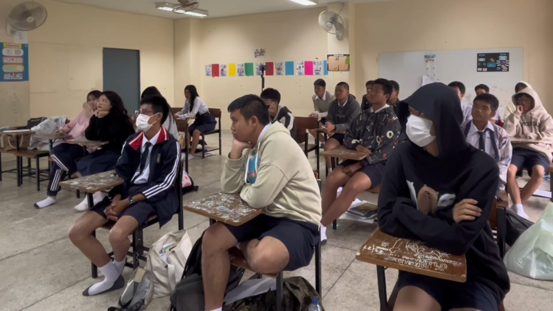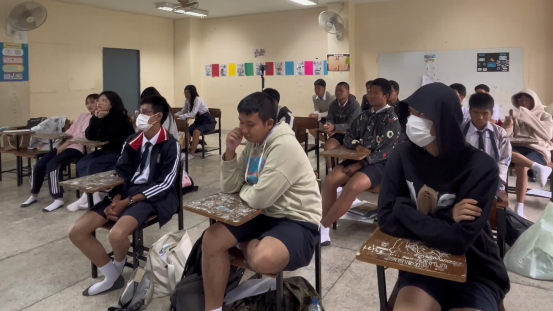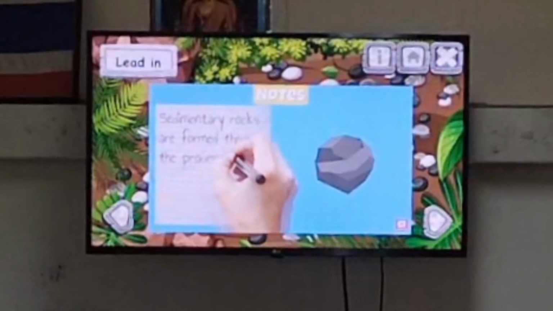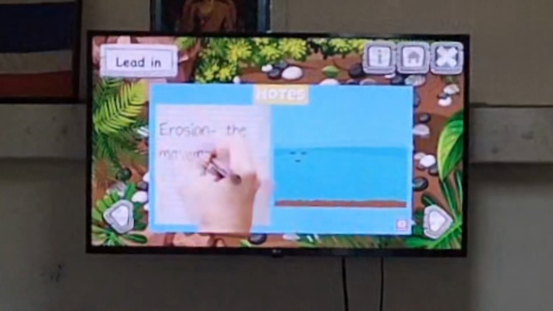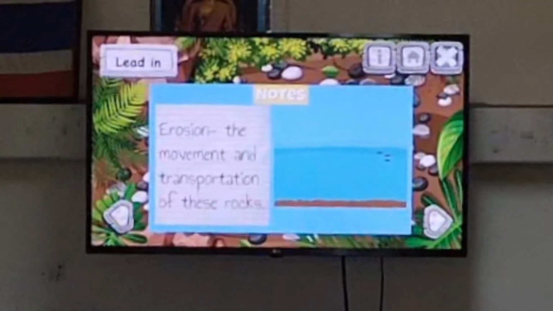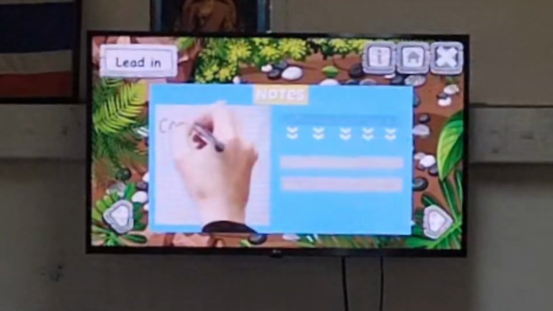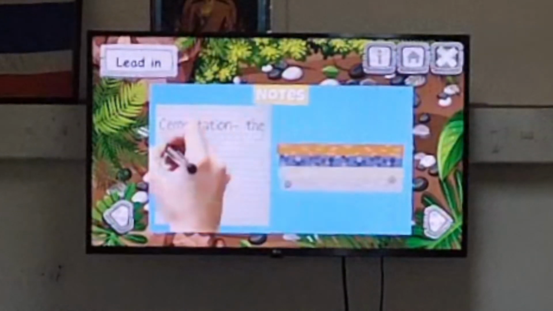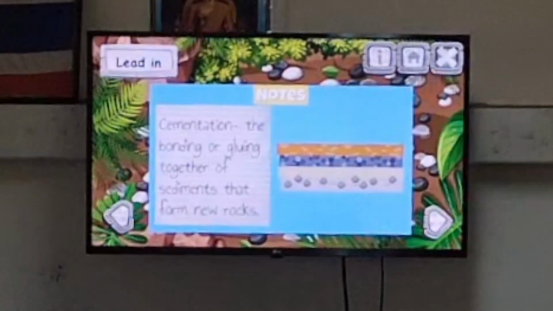When a body of water dries up, or if the Earth's plate shifts, it can expose the sedimentary rock below the surface. Earlier we learned, sedimentary rocks are formed through the process of weathering, rocks being broken down, erosion, the movement and transportation of these rocks, deposition, the dropping off of sediments, compaction, the squeezing and pressure added, cementation, the bonding or gluing together of sediments that form new rocks.